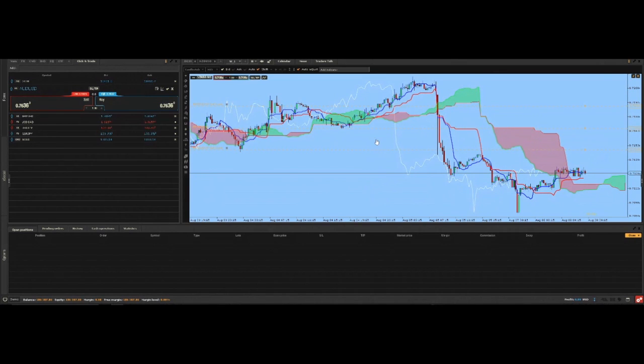And then obviously you want to take into consideration that your clouds do serve as very, very intermediary supports and resistances. And from that, that's really what you want to use this indicator for.